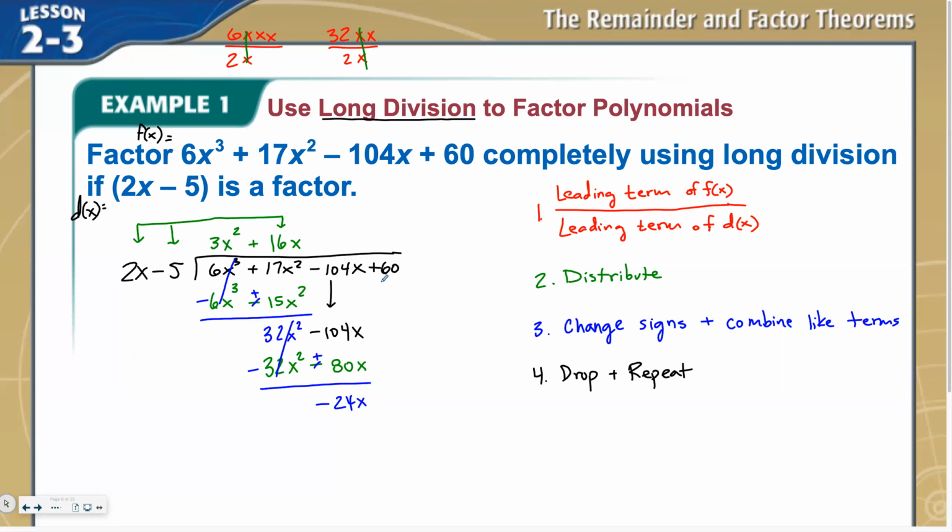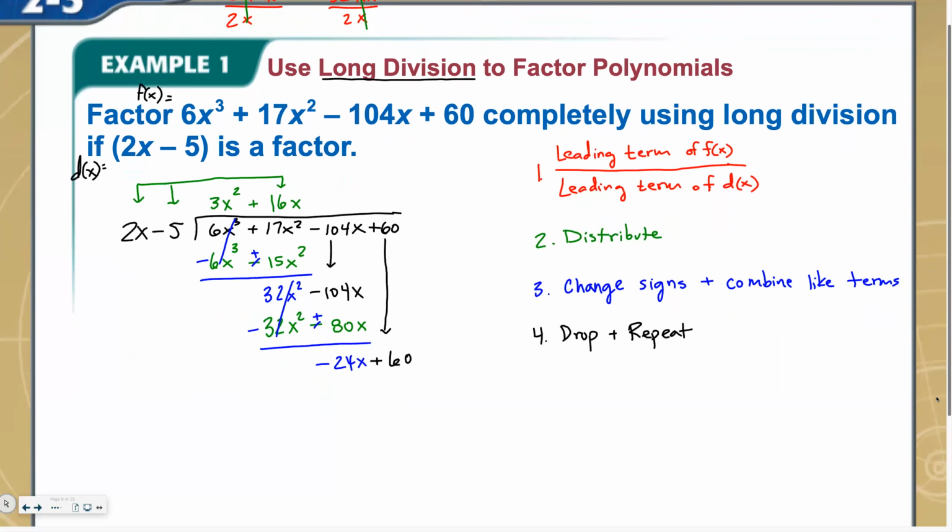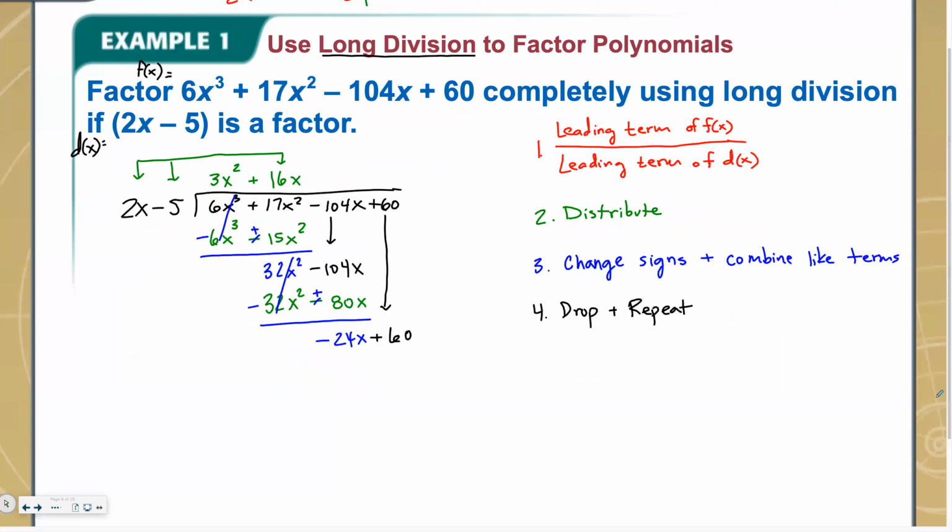It says drop and repeat. This will be the last time to drop and repeat, because 60 is the last value I can possibly drop. So here we go, one last time. Let me erase my previous step 2, the distribution. All right, let's start all over.